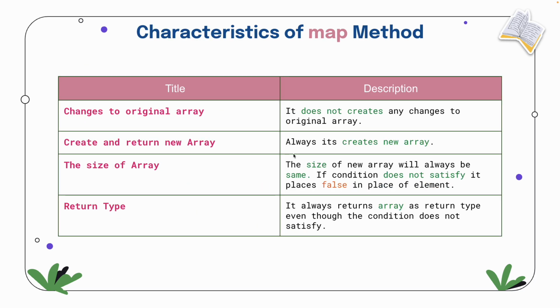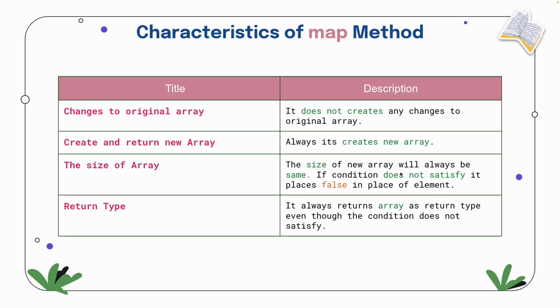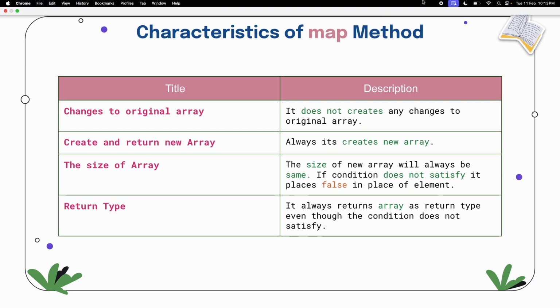We'll use the map method. Okay, so does the map method change the original array? No. It creates and returns a new array, yes. The size of the array will always be the same, right? If it is not, then it will just set false in the place, but it will never return a different size. The return type will always be an array, right? Okay, fine. We'll stop here for now.